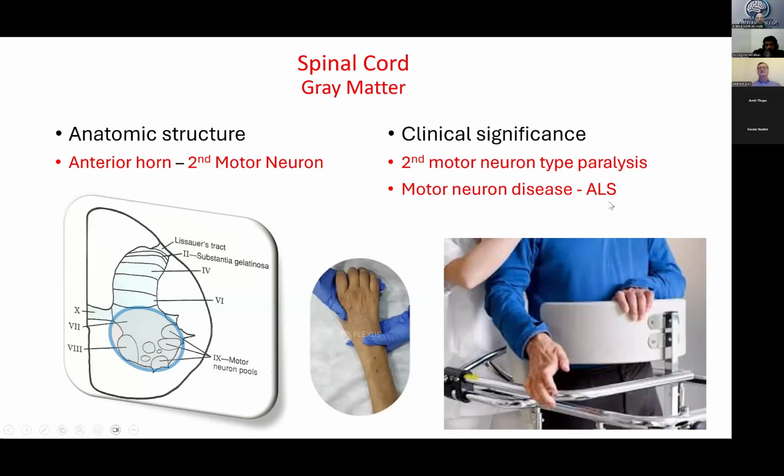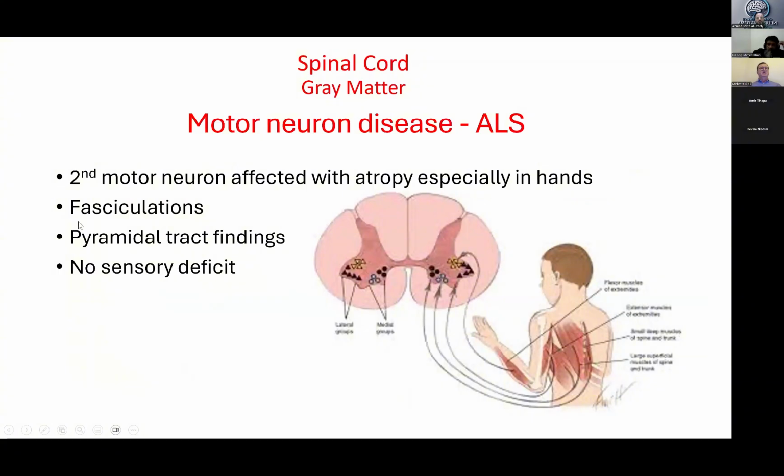And this is the typical appearance of ALS patients with atrophy and some deformity in the hands. This disease comes together with fasciculations, mostly in the upper limbs. There are also pyramidal tract findings and no sensory deficit. One of the most important findings is that they have no sensory deficit.